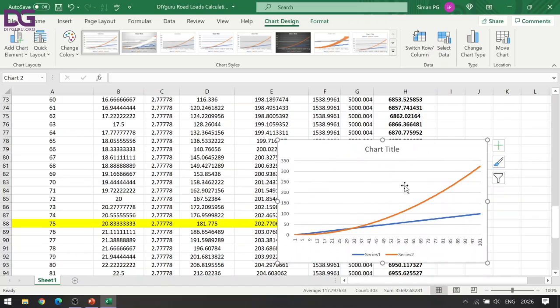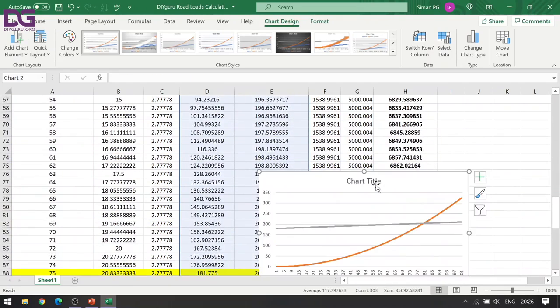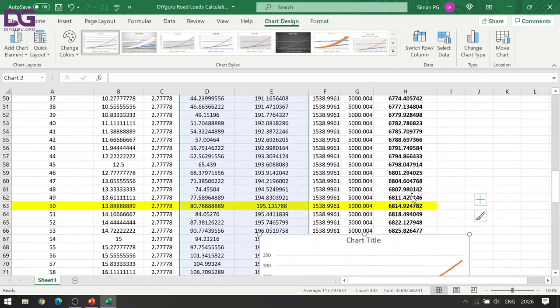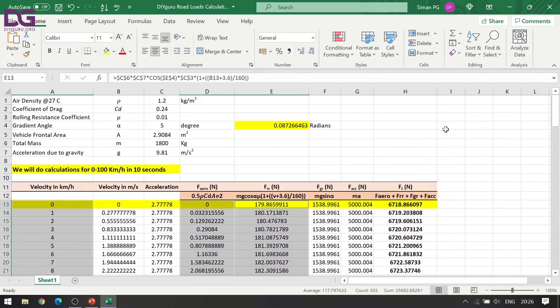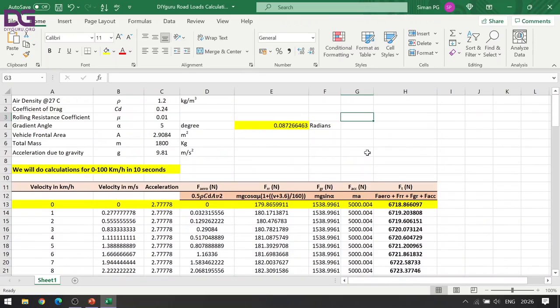Here you can see the chart. We will just take this chart and paste it here. Now you can see the same trend again, but here you can see how the rolling resistance is increasing with respect to speed or velocity, and the aerodynamic drag, how it is increasing with respect to speed. In the next videos we will do the wheel torque, wheel speed, and power required calculations. Thank you.